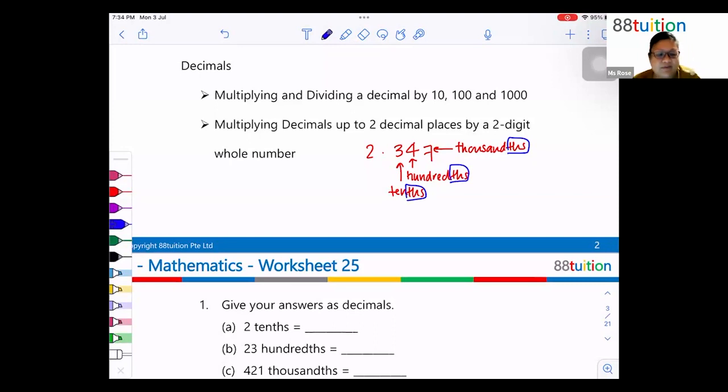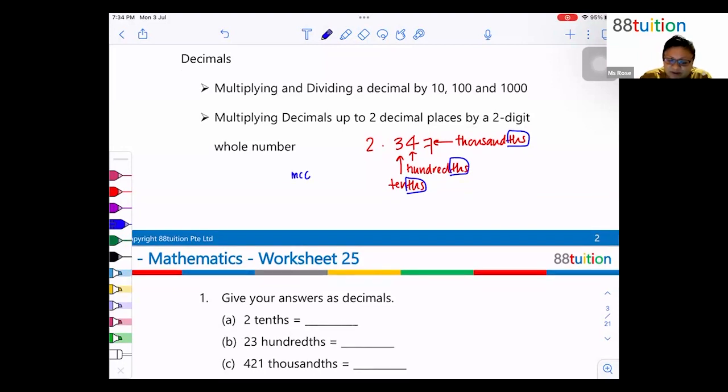Some of my students are P6s. They still make mistakes at this point when they're supposed to identify. Usually, this question is in your MCQ and it is a 1 mark question. This is a bonus, okay? So please make sure you know your place values.